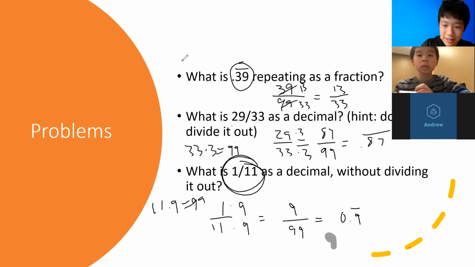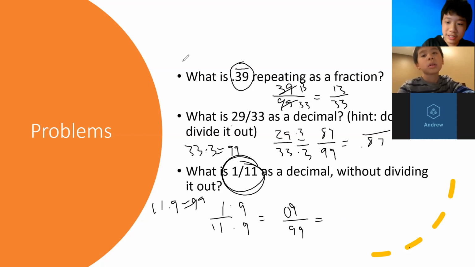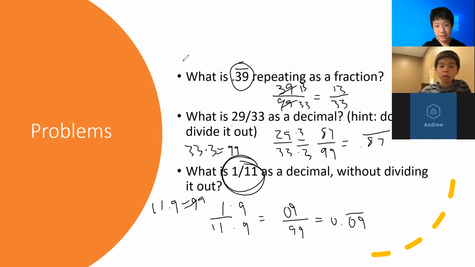It's 0.9 repeated only if it's 9 over 9, right? Because if we have one digit repeating forever, it has to have a denominator of 9. So what is this actually? Well, 9 over 99 is just 0.09 with 2 digits. So this is just 0.09 repeated forever. Okay, so you guys got to be really careful there in terms of that problem. Does anyone have any questions about this?